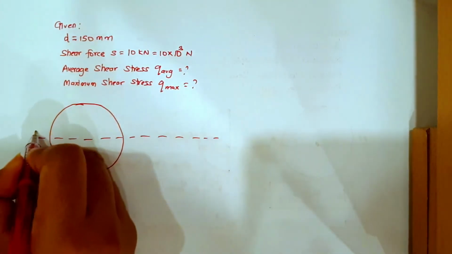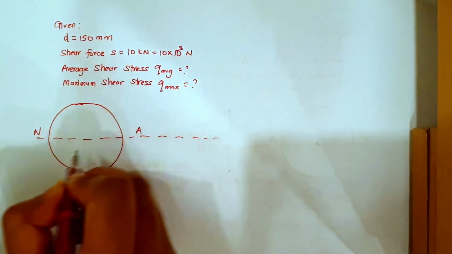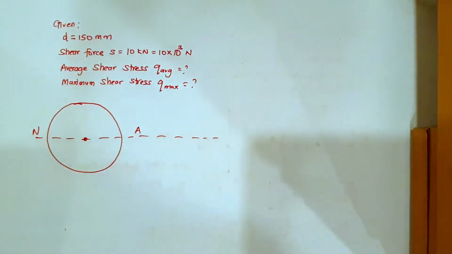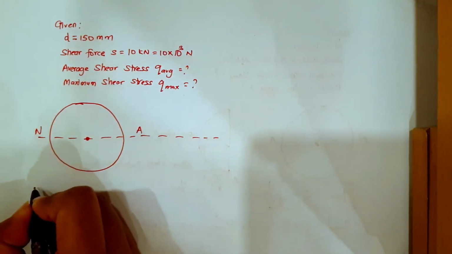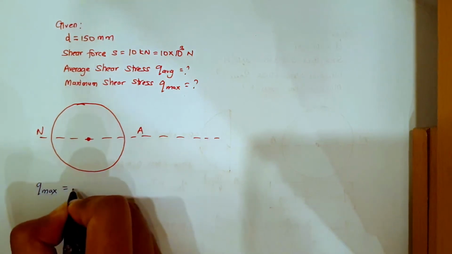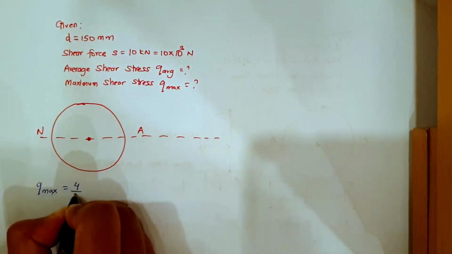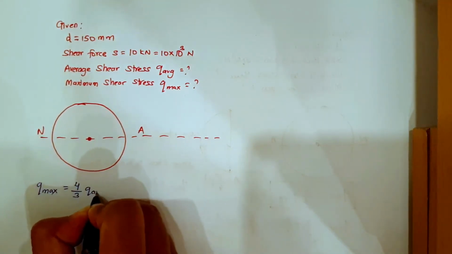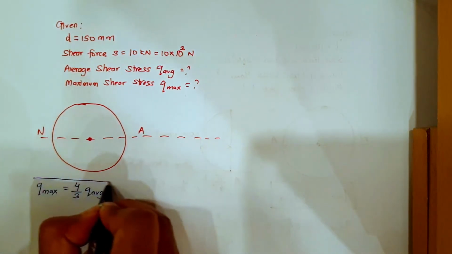And its neutral axis will pass along this line. Right here I'll have a centroid. Now let me find maximum shear stress first. Maximum shear stress, Q max, is equal to 4 by 3 Q average. This is the formula.